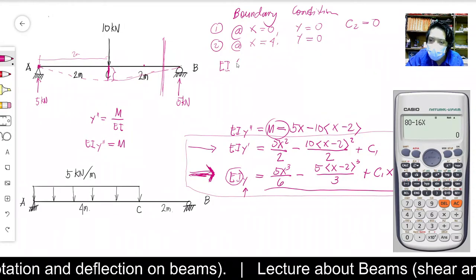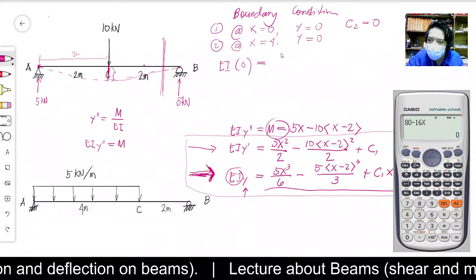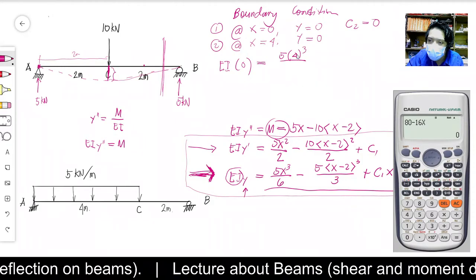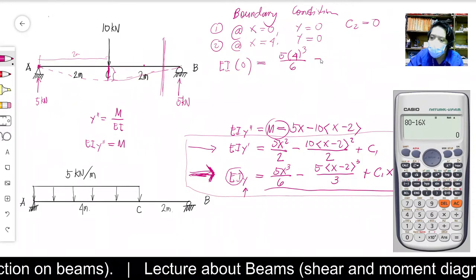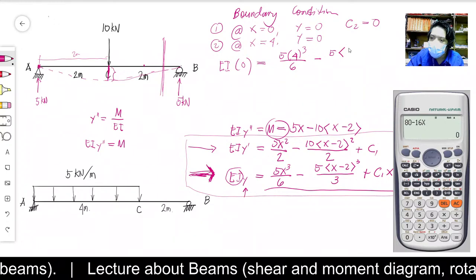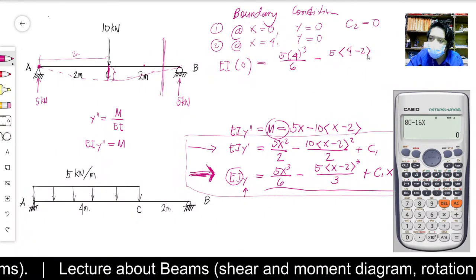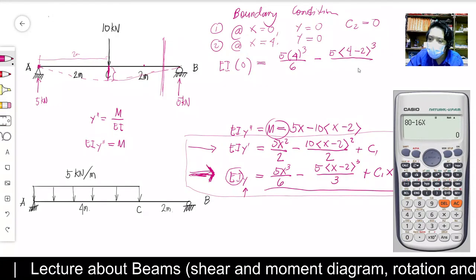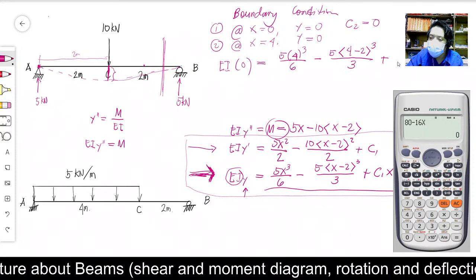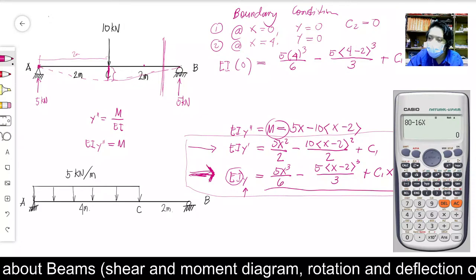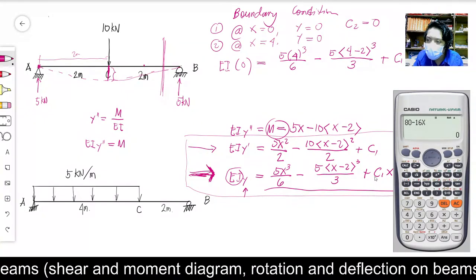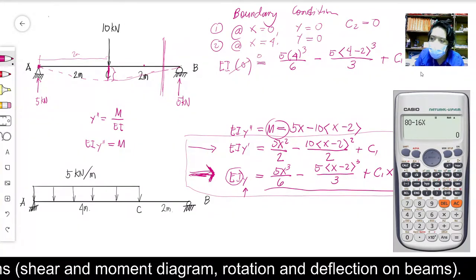EI times Y is 0, of course. It is equal to 5 times, when X is 4, cube over 6 minus, here we will not disregard because the bracket is not negative: 4 minus 2 cube over 3, plus C1 times 4. And C2 is 0. Now you have this equation, and this side is 0.